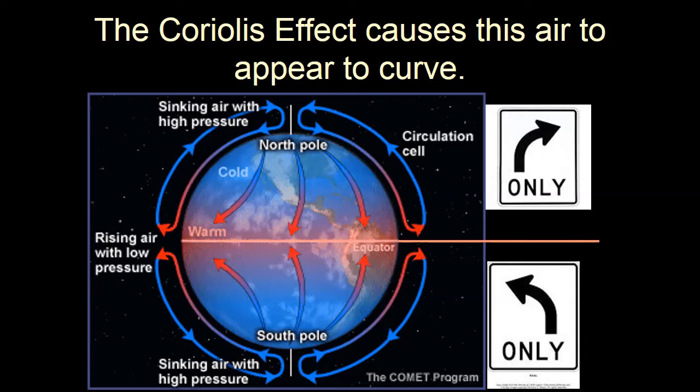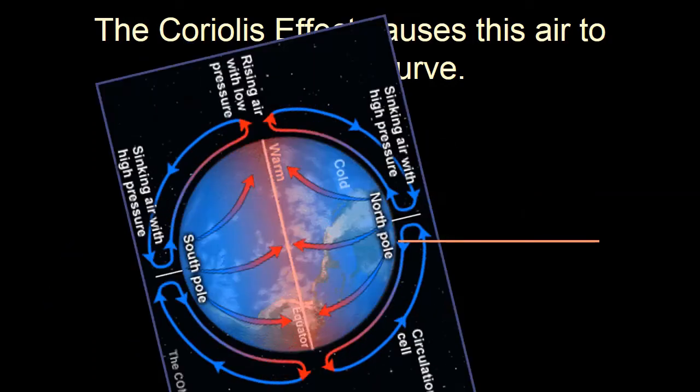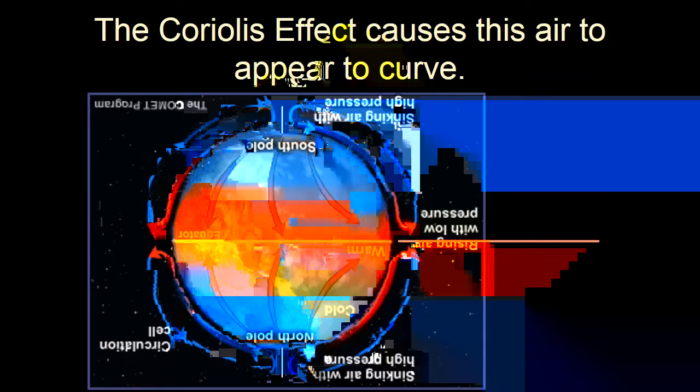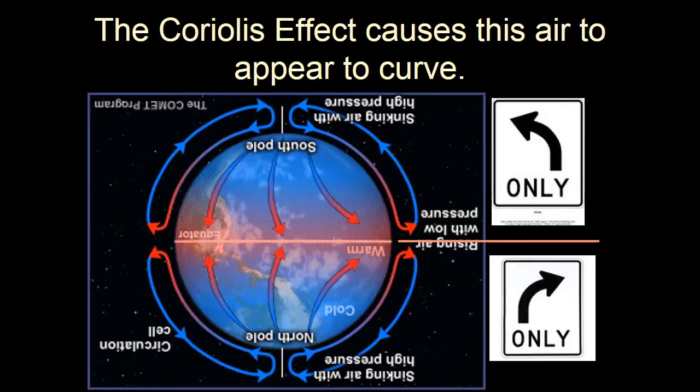And the way that it curves is to the right in the northern hemisphere, and it curves to the left in the southern hemisphere. Now, first of all, if you're looking at this, you might be saying, but Mr. Goodstein, it looks like the air in the northern hemisphere is curving that way, which for me is my left. Well, in order to figure that out, I'm just going to flip this over real quick. There we go. And I'm going to put the arrows back in the right place.